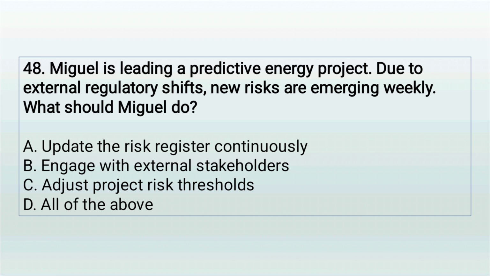48. Miguel is leading a predictive energy project. Due to external regulatory shifts, new risks are emerging weekly. What should Miguel do? A. Update the risk register continuously. B. Engage with external stakeholders. C. Adjust project risk thresholds. D. All of the above.